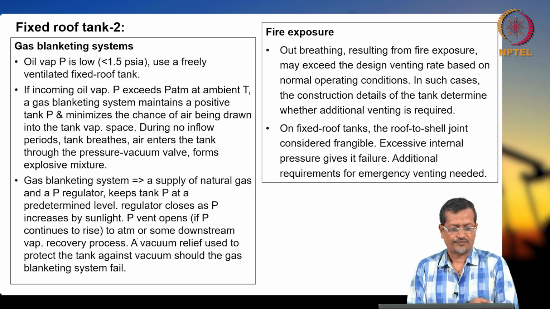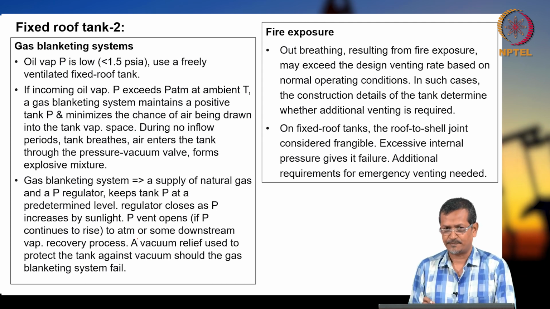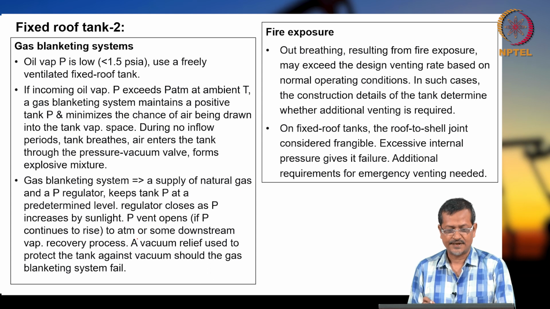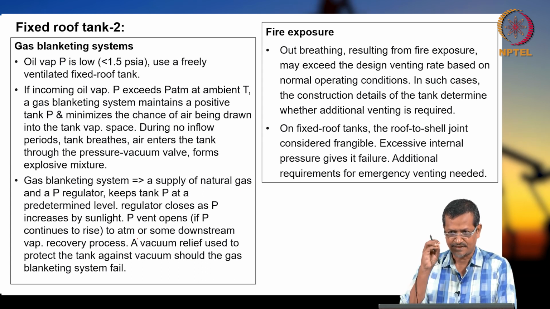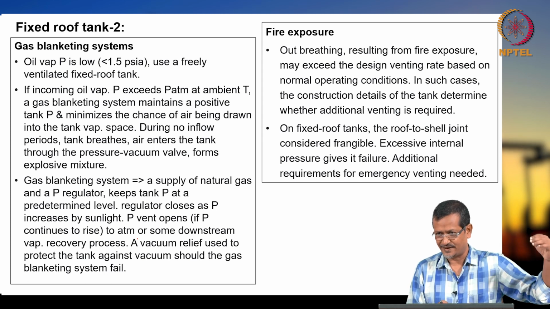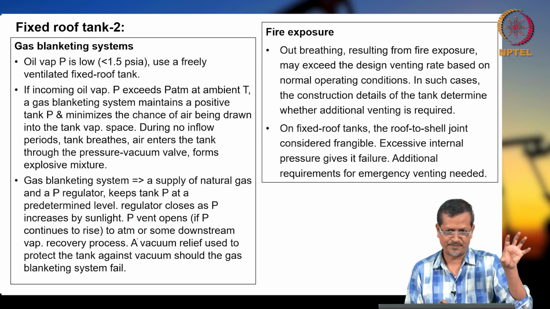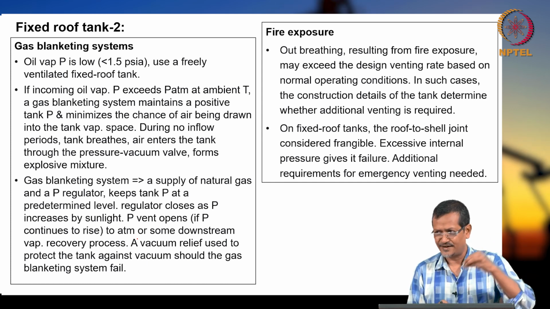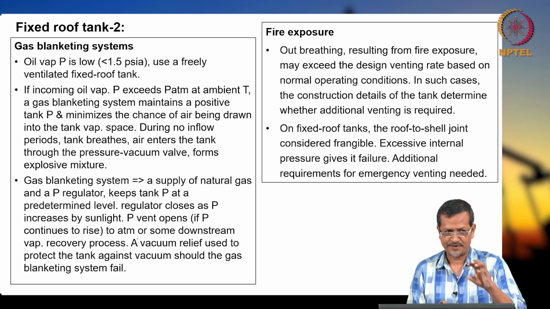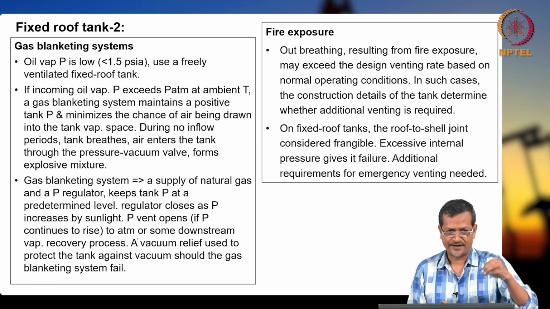Okay, so for the fixed roof tank, sometimes they use a gas blanket system. A gas blanket system artificially increases the pressure inside the tank, so that there will be no extra air. Air means oxygen plus nitrogen, and that mixture should not enter the system. So, you keep the inside pressure a little bit higher, so that outside air will not enter the system.